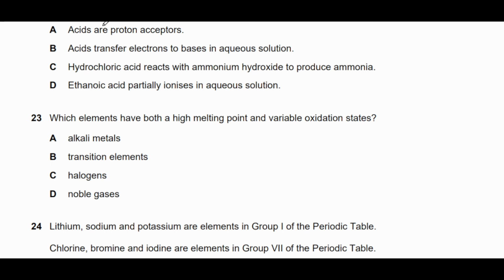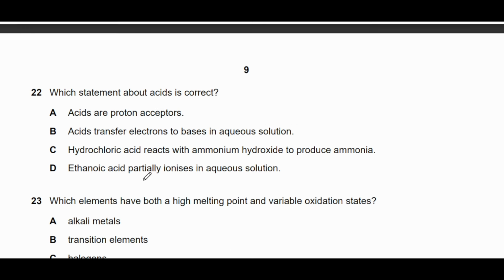Which statement about acids is correct? Acids are proton acceptors. This is wrong because acids are proton donors. Okay? Acids transfer electrons to bases in aqueous solution. This is wrong. Hydrochloric acid reacts with ammonium hydroxide to produce ammonia. Okay, this is wrong also. It doesn't produce ammonia. Ethanoic acid partially ionizes in aqueous solution. This is the answer because ethanoic acid is a weak acid, and weak acid partially ionizes in aqueous solutions.